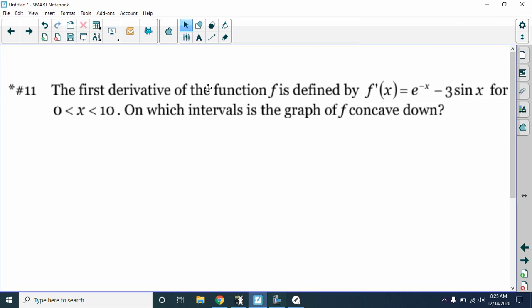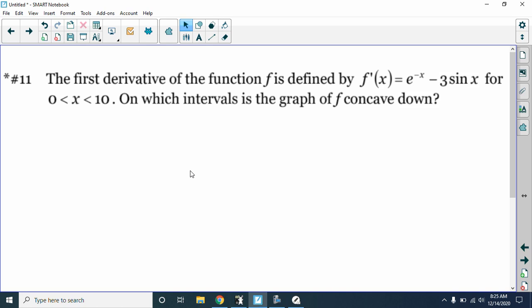Number 11 gives us an equation for the first derivative and asks us when f is concave down. This is on the calculator part. So concave down means second derivative is negative. So I want the second derivative to be negative.